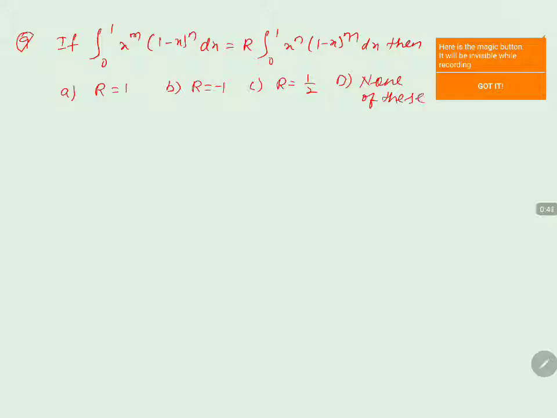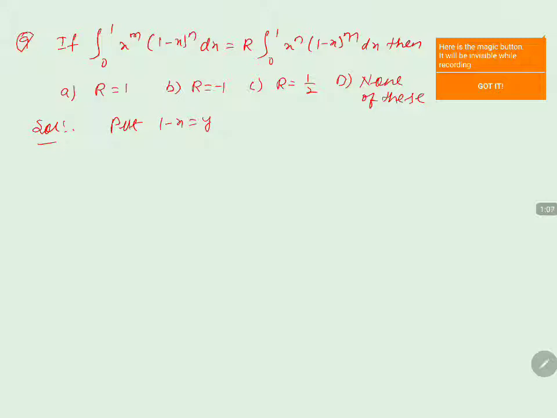Now we are going to check the value of R according to the options. Clearly, the lower limit is 0 and the upper limit is 1 in both cases, that is, LHS as well as RHS. Now, in order to evaluate the problem, we have to assume that 1 minus x is equal to y. So the very first step is to put 1 minus x equal to y.